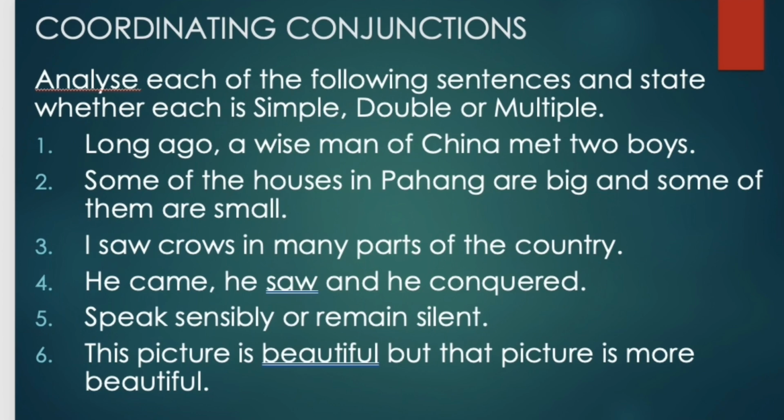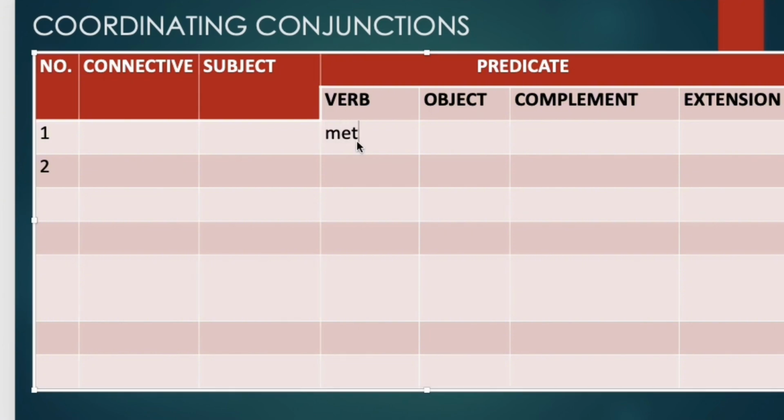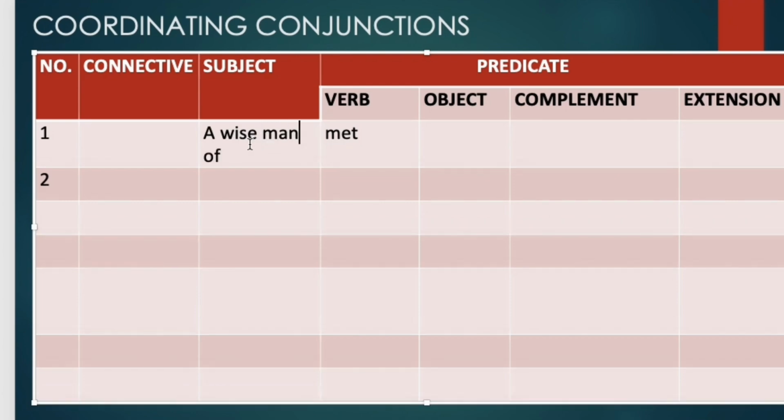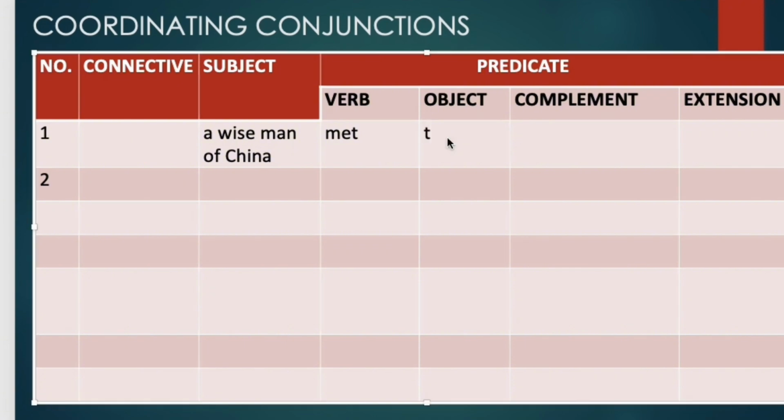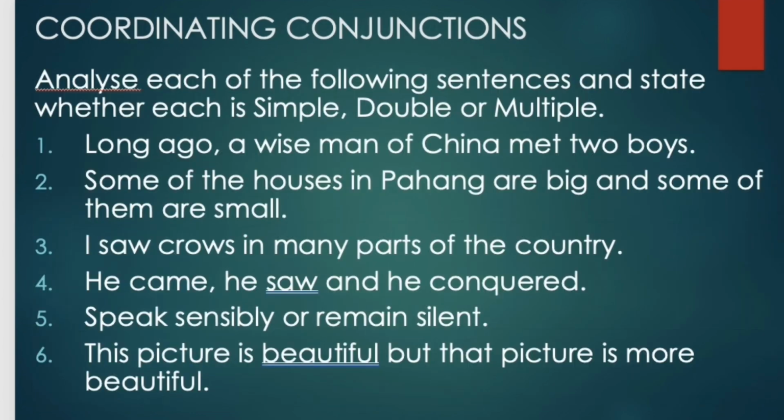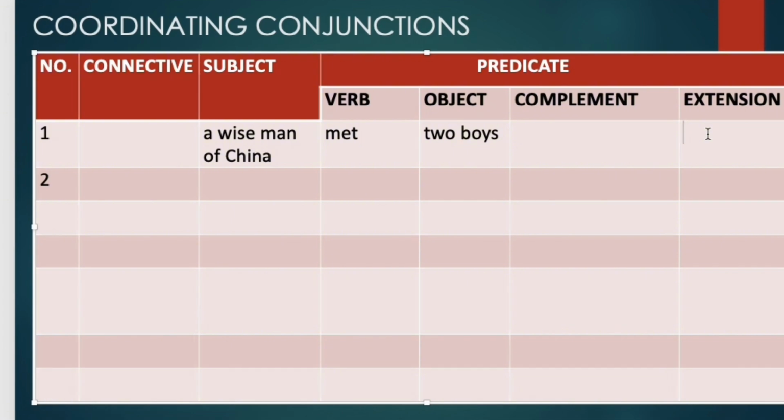Look at sentence 1. Long ago, a wise man of China met 2 boys. The verb is met. So we place it under the verb column, met. Subject, a wise man of China. Is there any object after the verb? Yes. A wise man of China met whom? Answer, 2 boys. 2 boys is the object. Long ago is the adverb phrase of time. So we place it under the extension column, long ago. A wise man of China met 2 boys when? Answer, long ago. So this is a simple sentence as it contains only one verb, met.